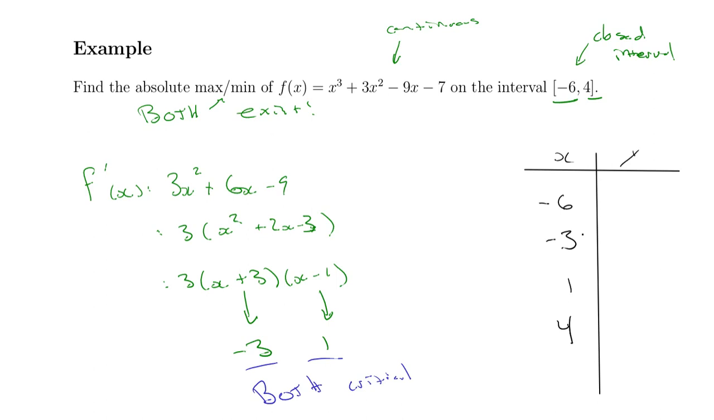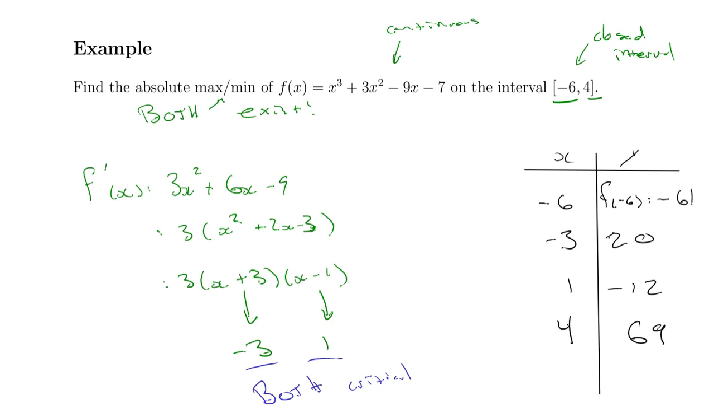We can do that by just looking at the y values. The way that we do that is by plugging these into our function. So we'll find f of -6 and f of -3 and f of 1 and f of 4. So take a second, see if you can find all these y values, and then we'll just compare them and figure out which one is going to be the absolute maximum and which one is the absolute minimum. Hopefully this is what you found.